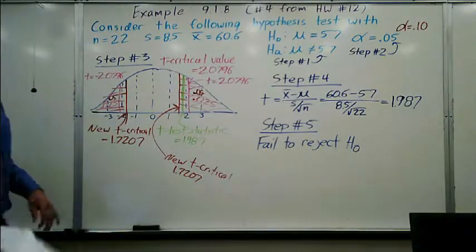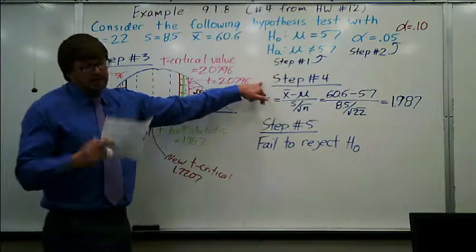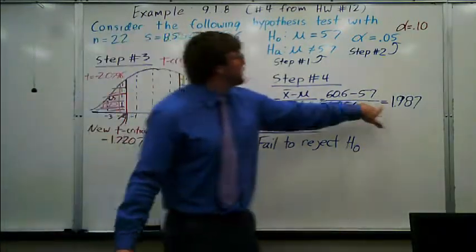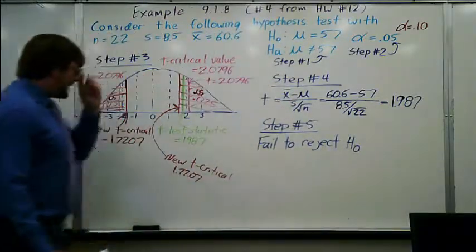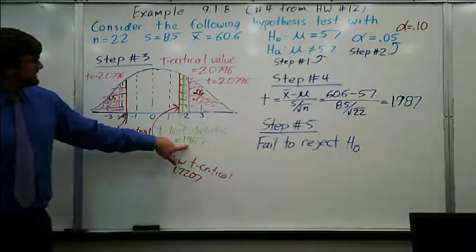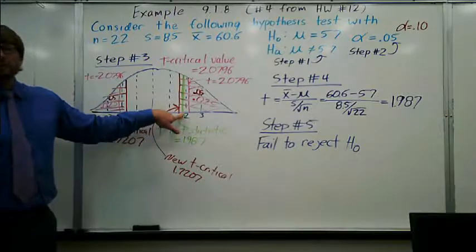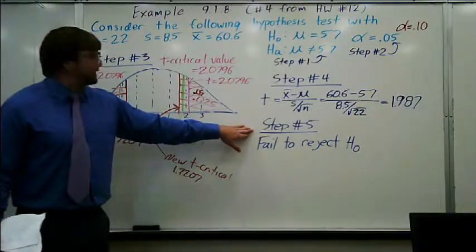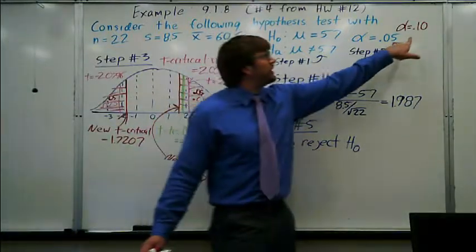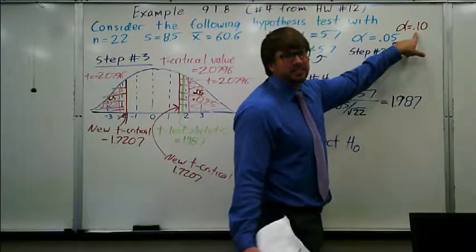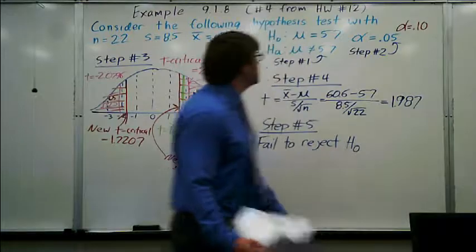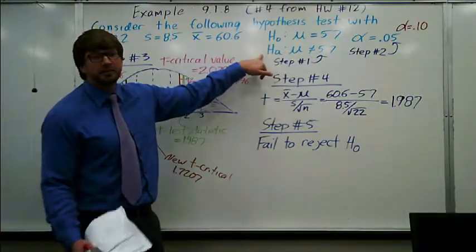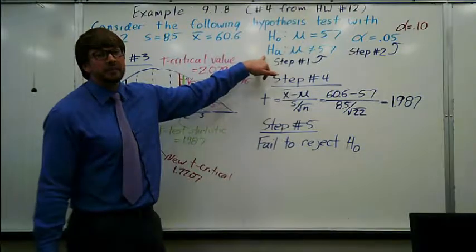So now, step number 4, calculating your test statistic. Nothing changes, right? It's still going to be 1.987. Now, look, the 1.987 falls within the rejection region, so that would change our final conclusion. If we tested this hypothesis at the 0.1 or 10% significance level, we actually would reject the null hypothesis and accept the alternative hypothesis that the population mean is not equal to 57.